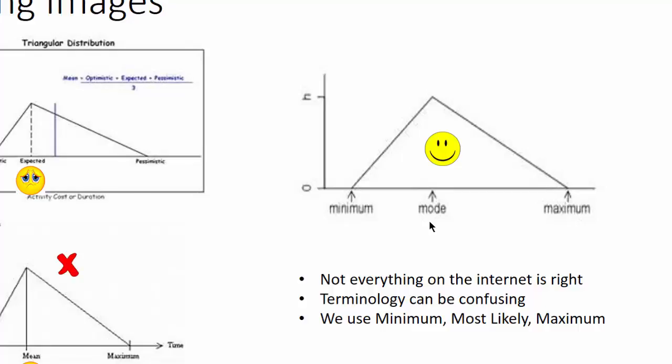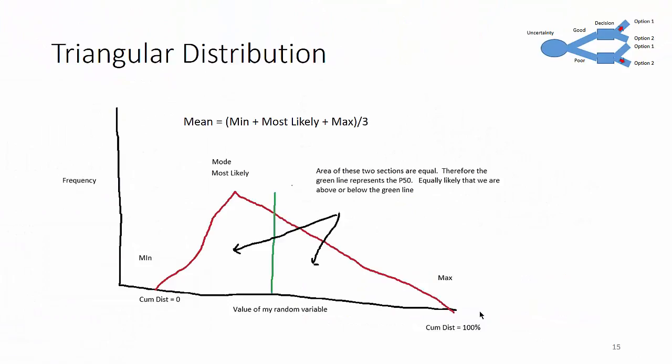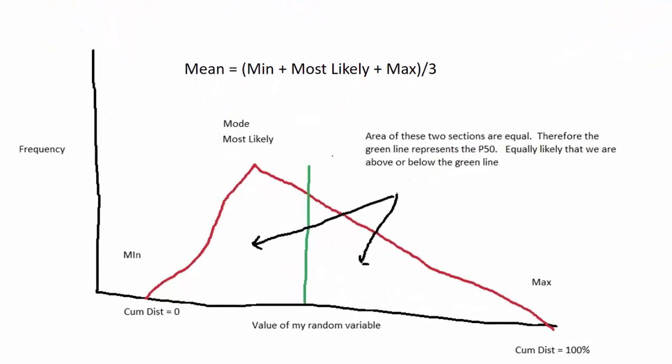We want to stay away from these purely statistical terms and use things that are more familiar to people. And so we might use the term most likely. So in our model we use the terms minimum, most likely, and maximum. Let's look at a cartoon of the triangular distribution, and let me explain it to you.